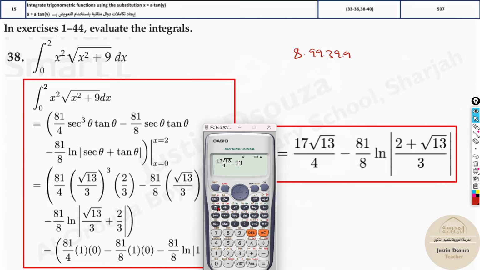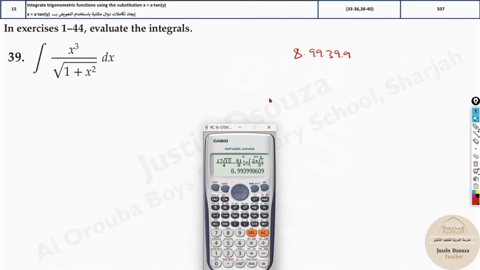Minus 81 divided by 8. Now this is ln. You can do log base e as well. You'll get the same answer. I'm not going to do absolute value because I know it's all positive over there. Root 13 divided by 3. It's divided by 3 over here. And now close the brackets, and the answer must be 8.9939. Yeah, that's the answer. So this is how we can solve these.